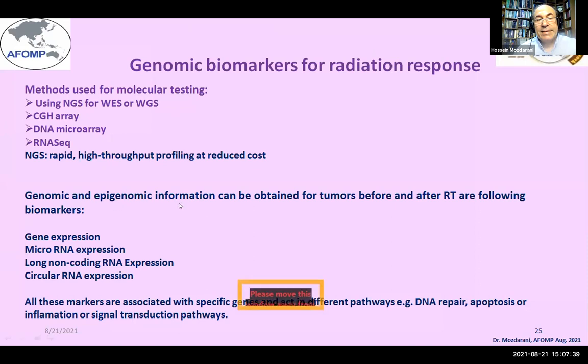Genomic and epigenomic information can be obtained from tumors before and after radiotherapy as biomarkers by these methods: gene expression data, microRNA expression, long non-coding RNA expression, and circular RNA expression. All these markers are associated with specific genes and act in different pathways such as DNA repair, apoptosis, inflammation, and signal transduction pathways.